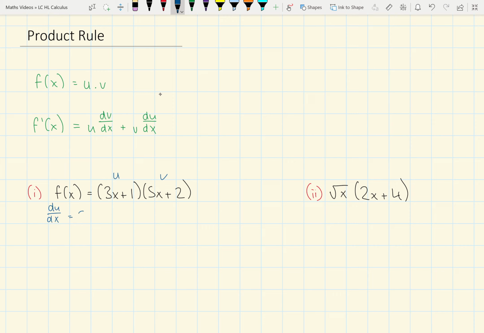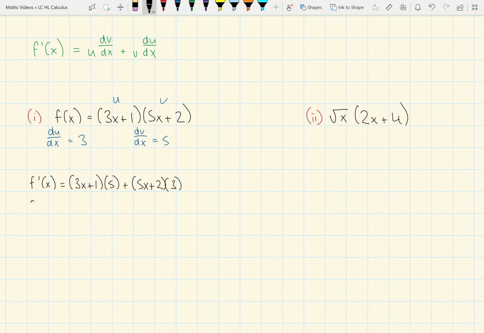du dx will be 3 and dv dx will be 5. And now all I'm going to do is sub into my formula. So f dash of x is equal to u times, so that's 3x plus 1 by dv dx, which is 5, plus v times, so that's 5x plus 2 by du dx, which is 3.